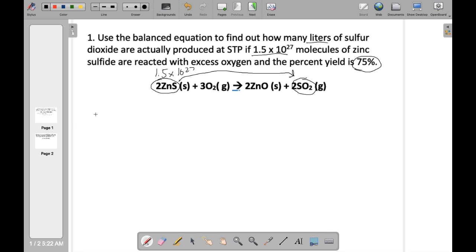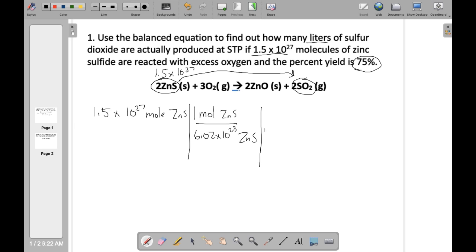We're given 1.5 times 10 to the 27 molecules of zinc sulfide. Let's convert this to moles. 1 mole of zinc sulfide equals 6.02 times 10 to the 23rd particles of zinc sulfide. Now let's build our ratio. We have 2 moles of zinc sulfide, so 2 moles of zinc sulfide will equal 2 moles of sulfur dioxide.